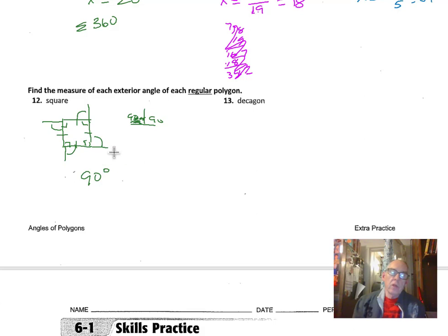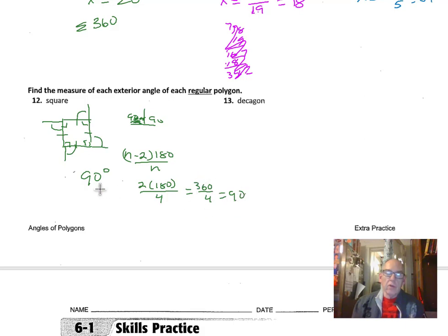Now using the formula, n minus 2 times 180 over n. We have a regular 4-sided quadrilateral, which is a square. So 4 take away 2 is 2 times 180, and n is 4, and 360, which is 2 times 180, divided by 4, gives us 90. So the formula also gives us 90 degrees.